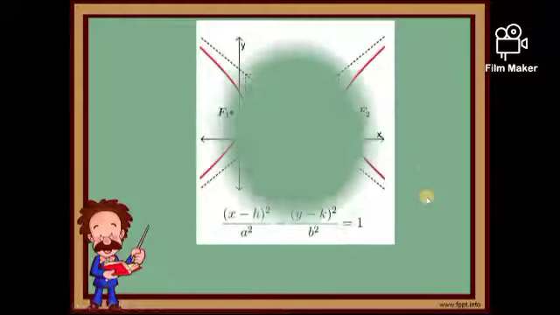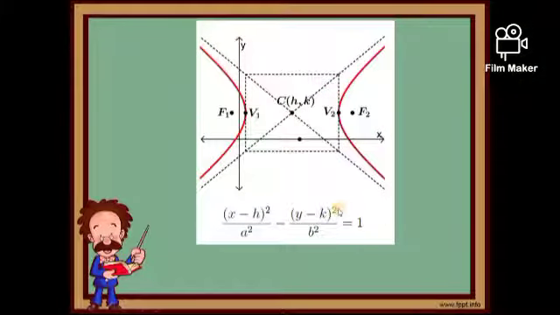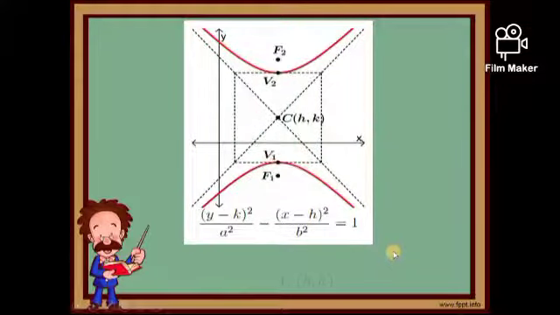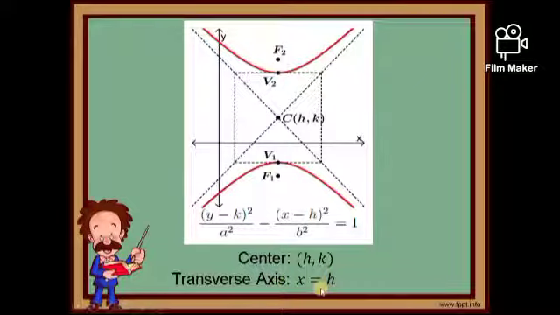So, ito yung mga itsura nila pag ginraph natin. Yung center niya, tandaan, yung a nasa laging positive yan. Center natin is (h, k), while yung ating transverse axis is y equals k. Okay? Sa transverse axis din matatagpuan yung vertex and yung focus. Also, ganoon din sa pababa. Center at (h, k), and transverse axis natin is x equals h. Tandaan, yung a ay palaging nasa positive side. Gagawin natin to sa mga susunod na araw. So, be ready.